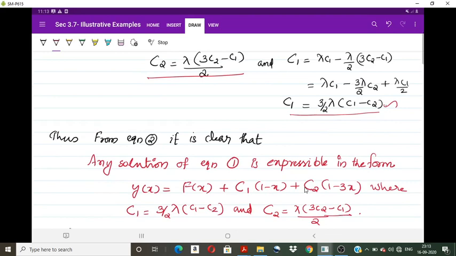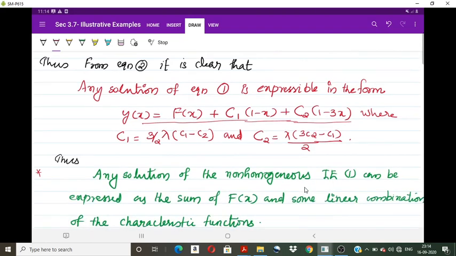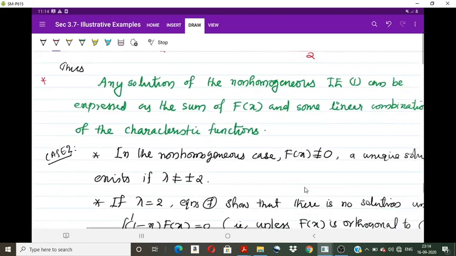Or we can conclude that any solution of equation 1 is expressible in the form y of x is equal to f of x plus C1 into 1 minus x plus C2 into 1 minus 3x, where capital C1 is equal to 3 by 2 lambda into (c1 minus c2), capital C2 is equal to lambda by 2 into (3 c2 minus c1). Thus, any solution of the non-homogeneous integral equation 1 can be expressed as the sum of f of x and some linear combination of the characteristic functions.